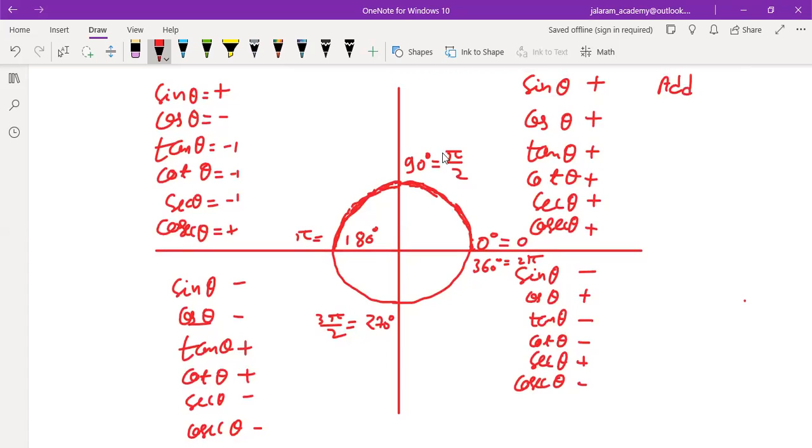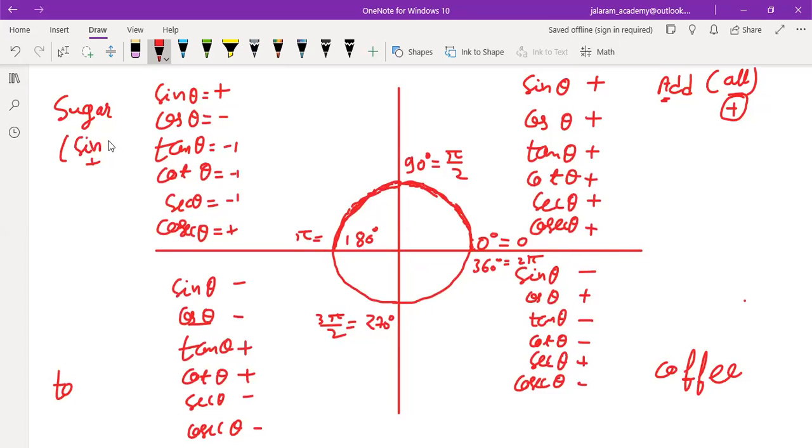Add sugar to coffee. Add sugar to coffee. A for all. A is the first letter, means all positive. Sugar, S means sine positive. Sine positive means its reciprocal cosec is also positive. So sine positive, cosec positive.